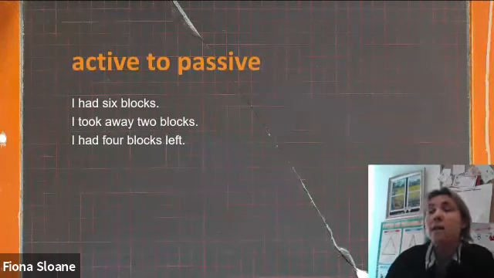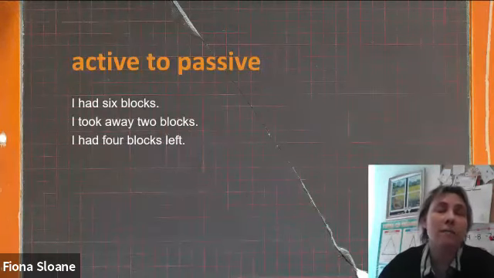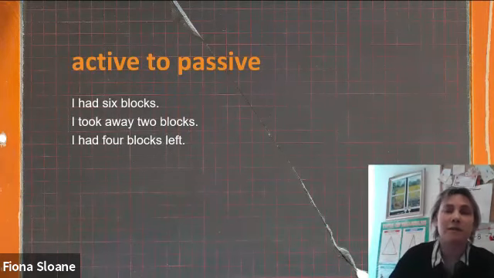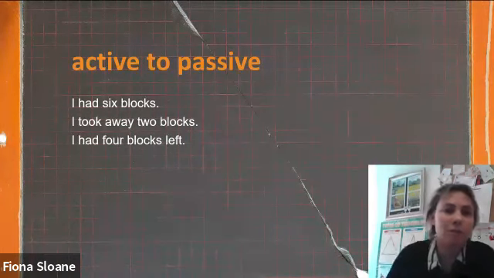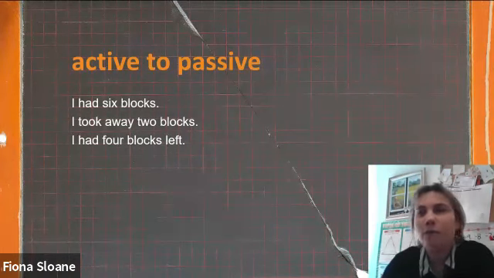The first one is typically if students are writing something about what they've done. They've done a big experiment. This is a trivial one here. They'll write up what they've done and they say, I had 6 blocks. I took away 2 blocks. I had 4 blocks left.